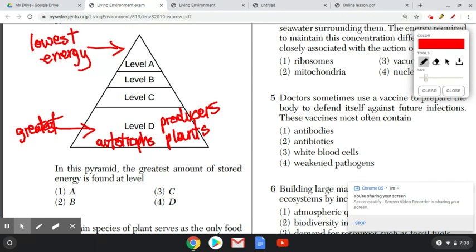Okay, so please remember that about the energy pyramid. So in this pyramid, the greatest amount of stored energy is found at level D. Always found in the level at the bottom because that's where you have your plants. Let's take a look at another question.